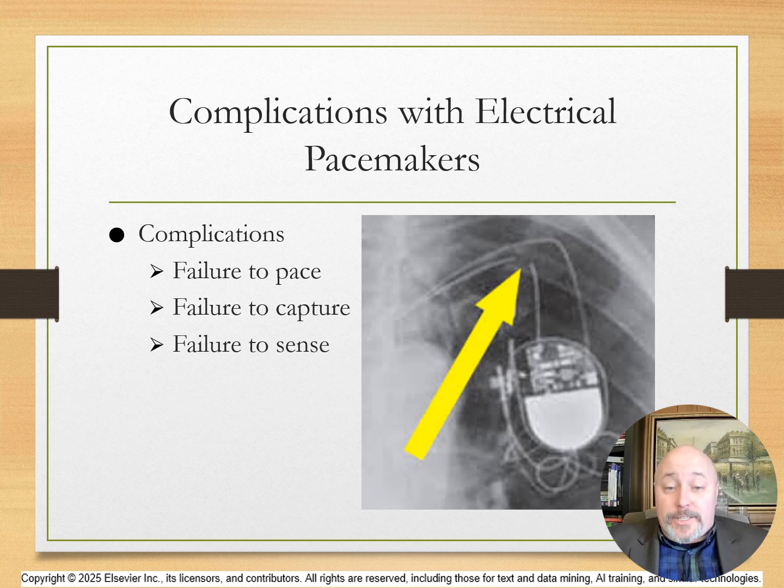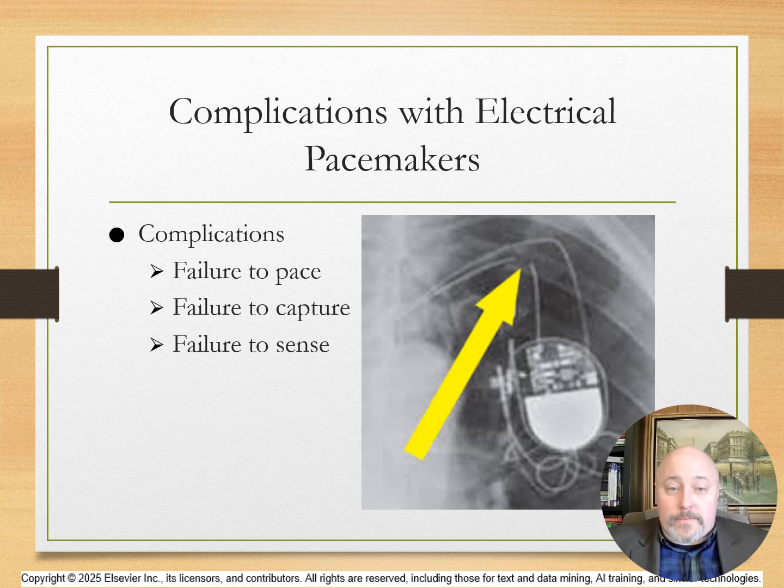Some complications would be a failure to pace, failure to capture, or failure to sense. Failure to pace occurs when the pacemaker fails to initiate an electrical stimulus when it should fire. The problem is noted by an absence of pacer spikes on the rhythm strip. Causes of failure to pace include battery or pulse generator failure, fracture or displacement of a pacemaker wire, or loose connections.